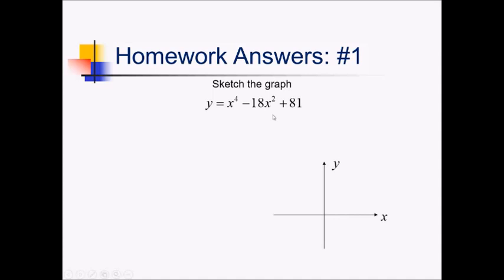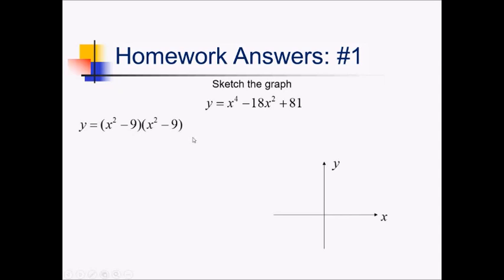So I'm looking for two numbers that multiply to 81, so factors of 81, that add up to negative 18. So let's see here, 1 and 81, no. 3 and 27 doesn't work. 9 and 9 does, though, negative 9 and negative 9. So I can split this up into x squared minus 9 and x squared minus 9.